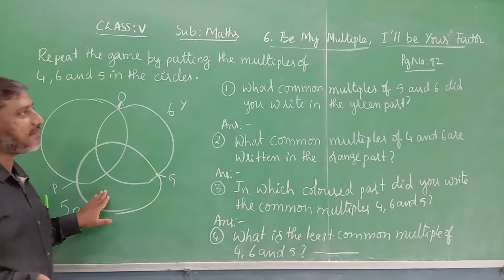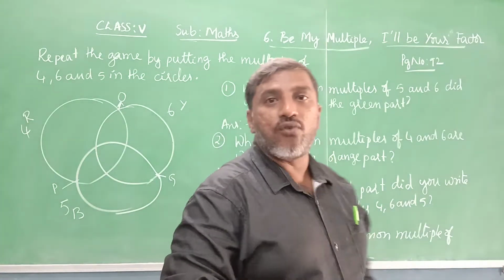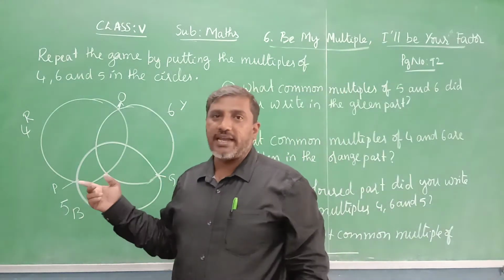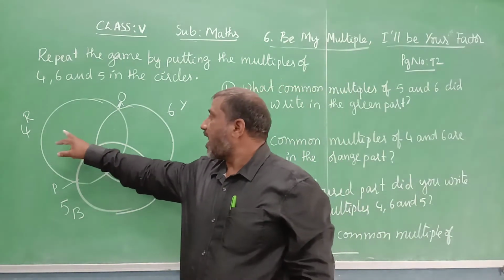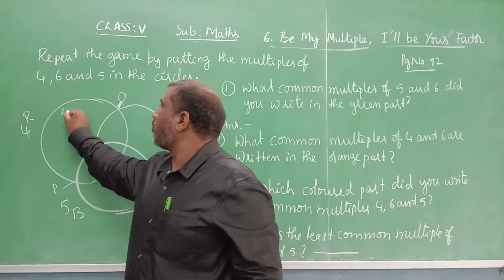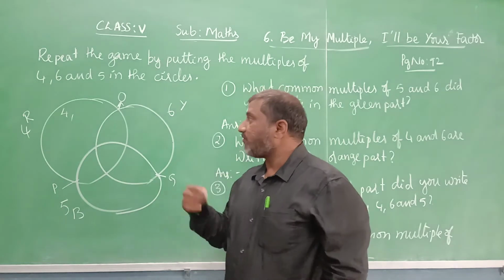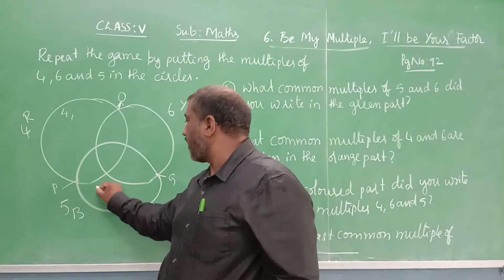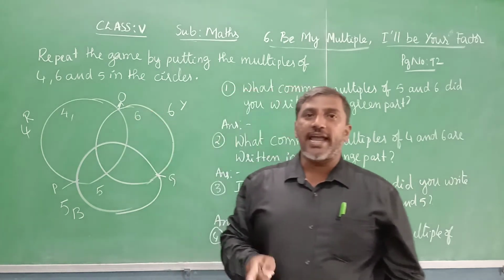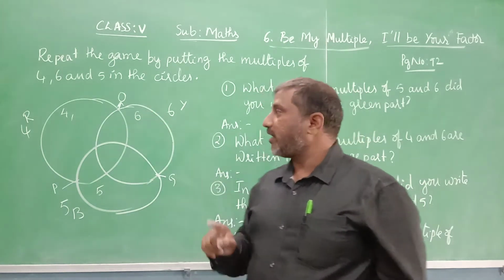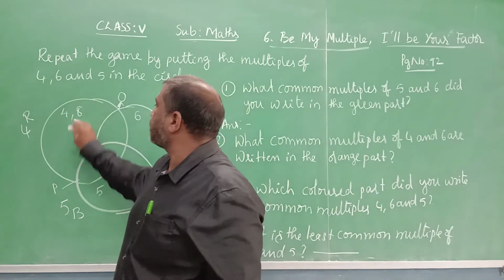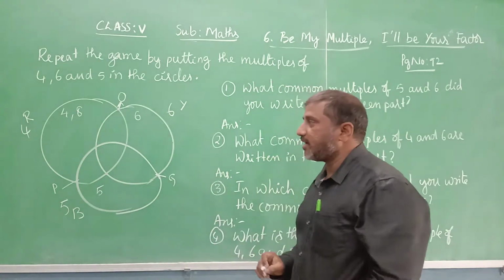After writing these multiples, we have to answer these 4 questions. So start with number 1. 1, 2, 3. They are not the multiples of either 4 or 6 or 5. So 4. 4 is the multiple of 4 only. So write 4. 5 is a multiple of 5 only. 6 is a multiple of 6 only. Then 7, 8. 7 is not a multiple of any of the 3 numbers. 8 is a multiple of 4 only. So write it in the red circle.